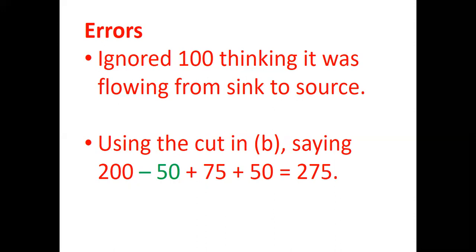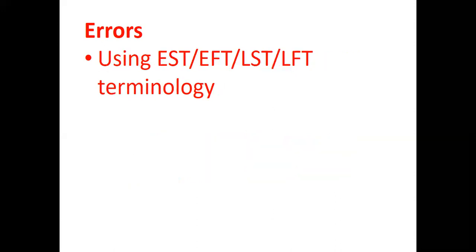Or using the cut that's in part B, and this is where they could have actually started from B and gone backwards, and took off the 50 from path C to B when it is not being used. Instead of just ignoring it, they subtracted that value. And the other was using the box terminology for the earliest start time or latest start time, those ideas. So they really didn't have an understanding of what the question was asking.